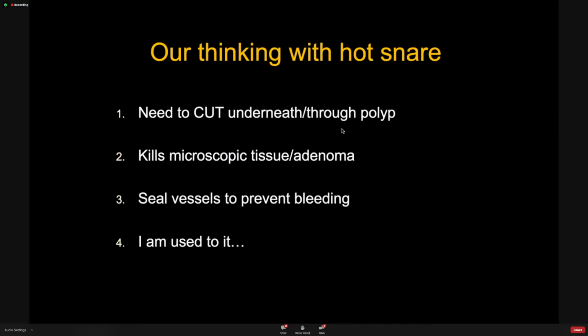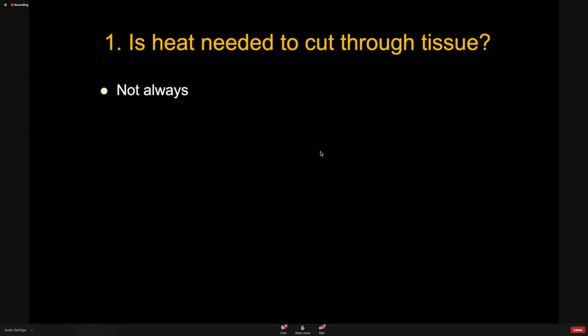Our conventional thinking with hot snare EMR is that we need the current to cut underneath or through the polyp. We have more assurance that we are doing it the right way because we think we will kill any microscopic tissue or adenoma. And our present thinking is that with the hot current, we will seal vessels to prevent bleeding. A lot of times, we do it simply because we are used to it. We've been doing hot snaring for 15, 20 years for some of us, and we think perhaps that is the way to go. But is heat really needed to cut through tissue?